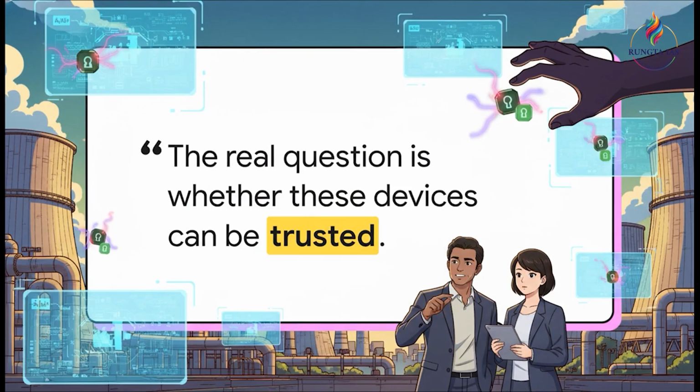Which leads us to a really profound realization. The real question is whether these devices can actually be trusted. This hits the nail on the head. I mean, heavy physical security at a power plant is completely useless if the tiny IoT sensors inside are already compromised. We aren't just dealing with physical break-ins anymore. We're fighting invisible risks, like embedded Trojans.